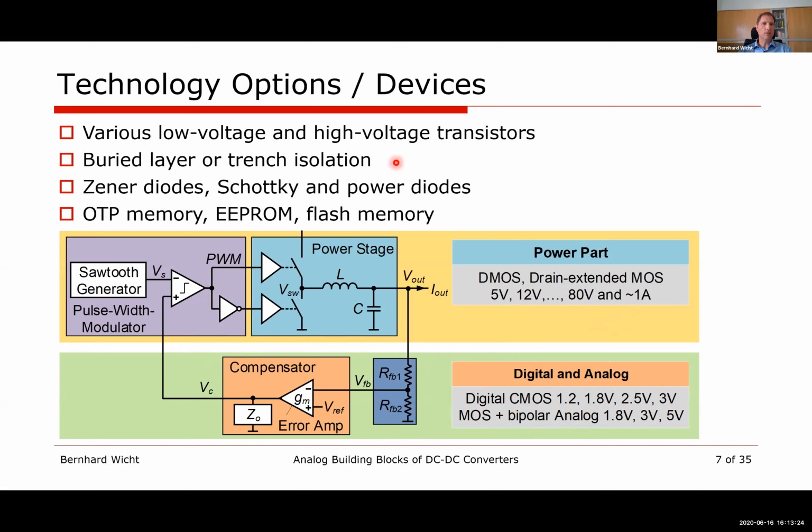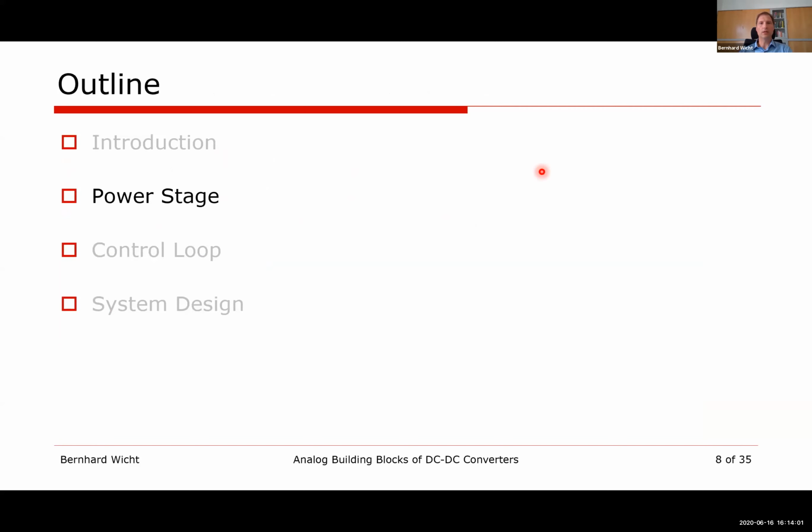On top of that, we may need some isolation, which is in the easiest case some buried layer isolation for floating or for different switching nodes. We may also find trench isolation. This is a topic we also talk about in a few minutes. And finally, some other components like various diodes, as well as memory, even non-volatile memory, flash memory is available. So just to briefly see how technology supports the DC-DC converter design. With that, we can already go into the power stage.